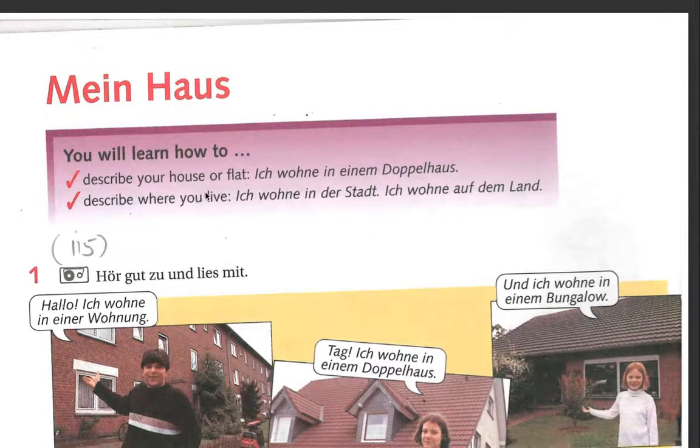You will describe your house or a flat. Ich wohne in einem Doppelhaus. I live in a double house. Ich wohne in der Stadt. I live in the city. Ich wohne auf dem Land. I live in the country.